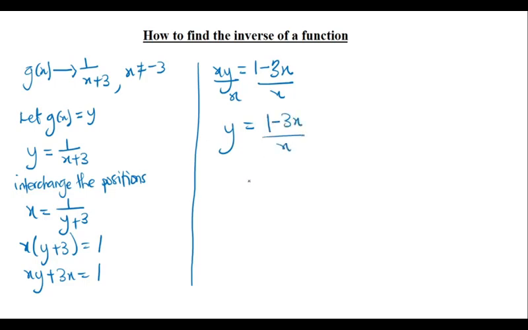So the inverse of the function g of x, which is g inverse of x, is given to us by 1 minus 3x all divided by x, on condition that x is not equal to 0. This is very important, because if x is equal to 0, the function will be undefined. So we need to state that the denominator is not equal to 0, or any value that will make the denominator 0. Okay, let's have a look at another example.